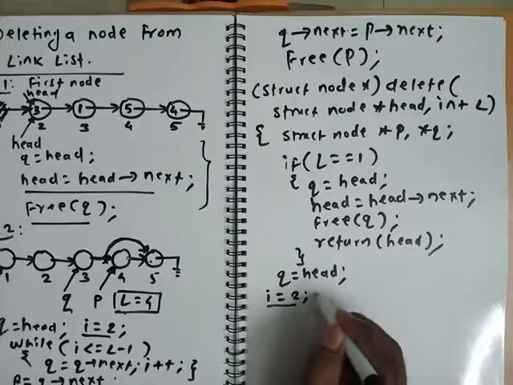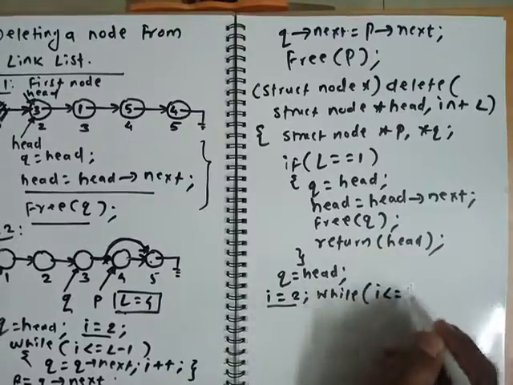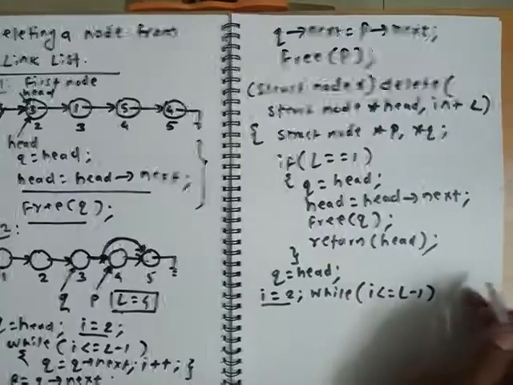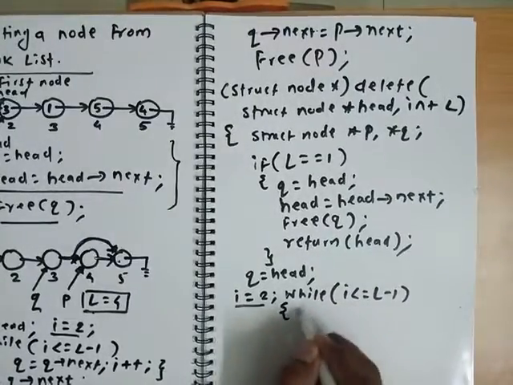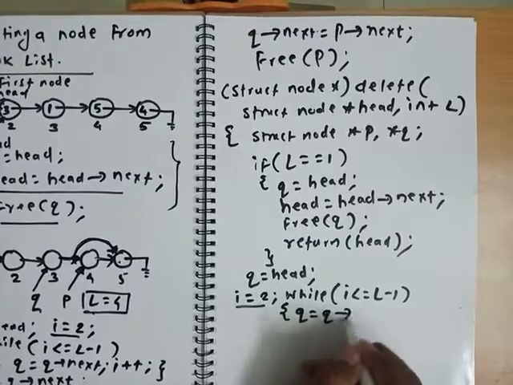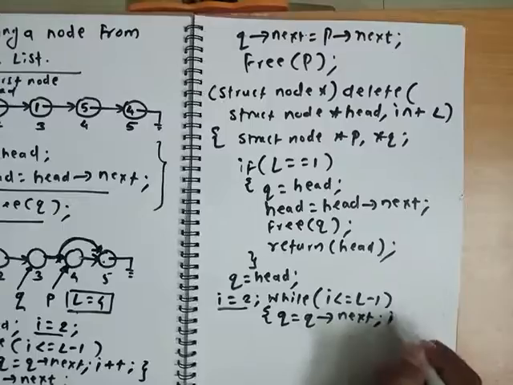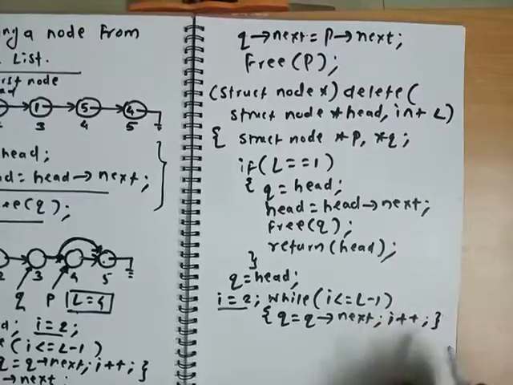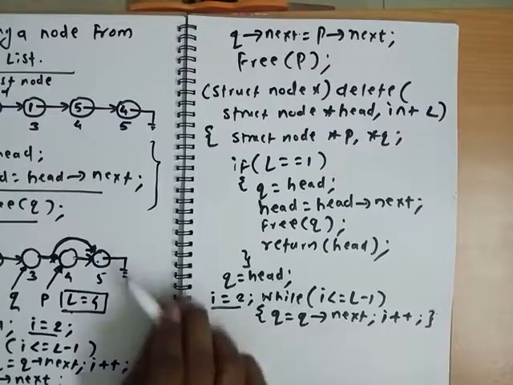Now while this I is less than equal to L minus 1, position of deletion minus 1, I will say Q equal to Q arrow next, and I plus plus, right? So this while loop, let's see whether it works or not.